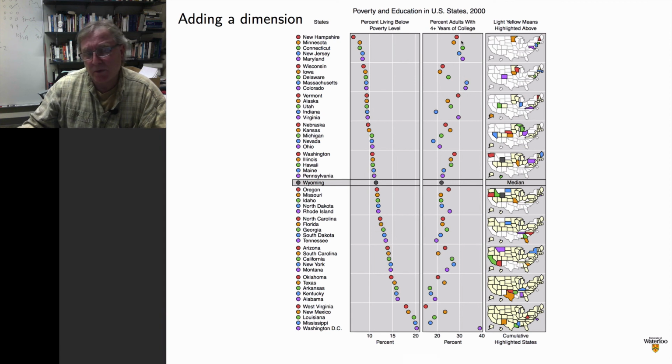So, for the most part, you see that there is a relationship: the number of adults with 4+ years of college does seem to be increasing as we're moving up here, and that's associated with decreasing poverty level. Again, the exception here being Washington, D.C. Now Wyoming's the median.